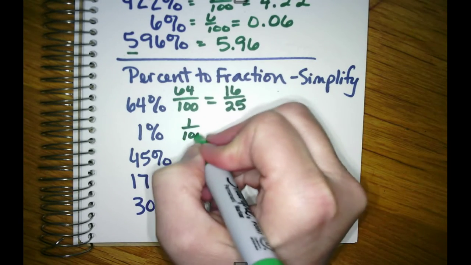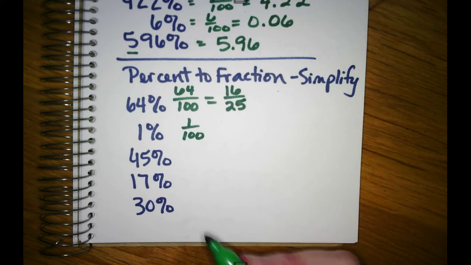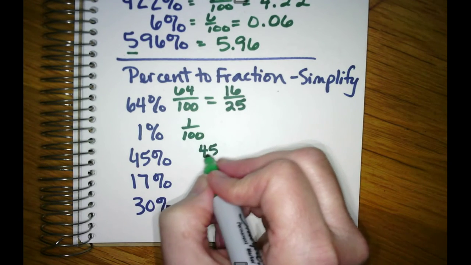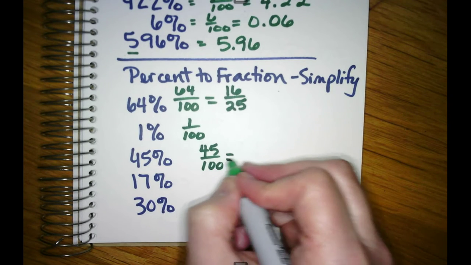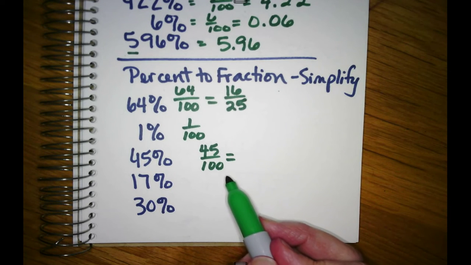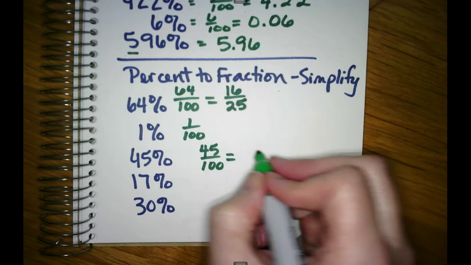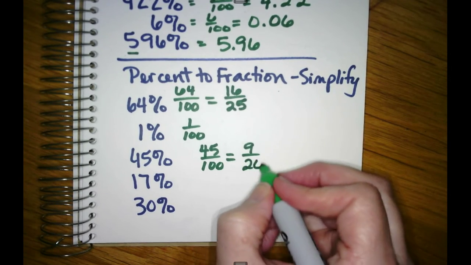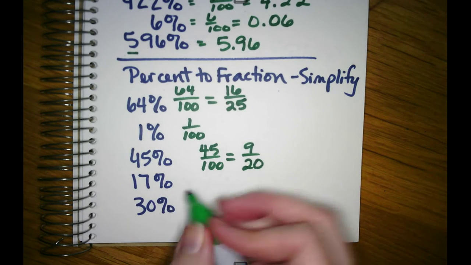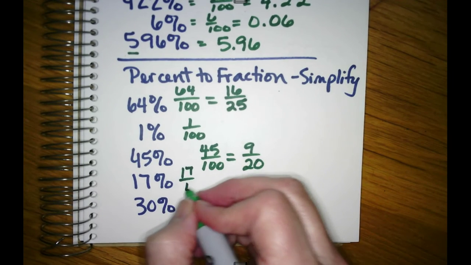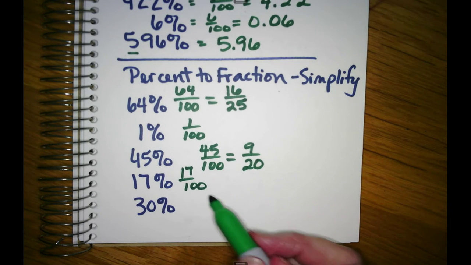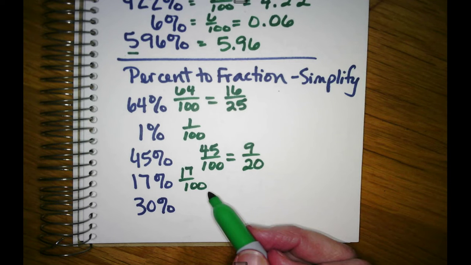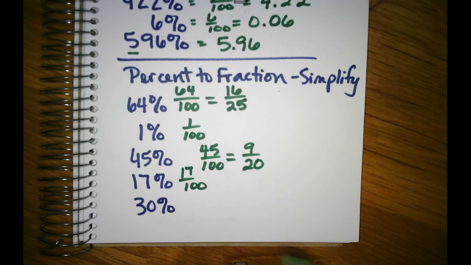1% is 1 over 100. That cannot be simplified, so it's done. 45%, 45 over 100. Again, these are both divisible by 5. 45 divided by 5 is 9. 100 divided by 5 is 20. 17% is 17 over 100. 17 is prime, which means that if 17 won't go into 100, which it won't, we're done. That's all I can do.